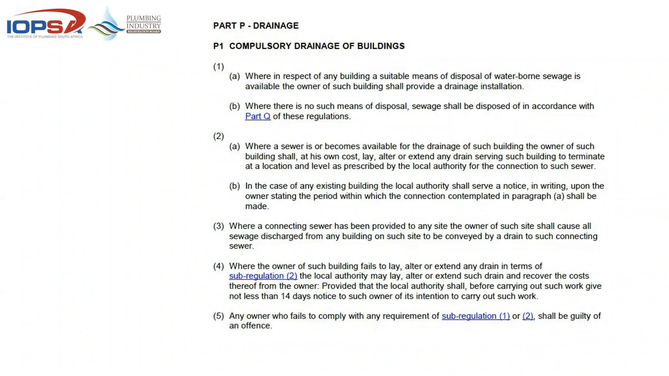So where the owner of such a building fails to lay, alter or extend that drain in terms of sub-regulation 2, the local authority may lay, alter or extend that drain and recover the costs from the owner, provided the local authority shall, before carrying out the work, give a notice of not less than 14 days. And then, very important as far as these regulations are concerned, any person who fails to comply with the requirements shall be guilty of an offense. This is part of the regulations and acts, so anything that you do not comply with becomes a problem.